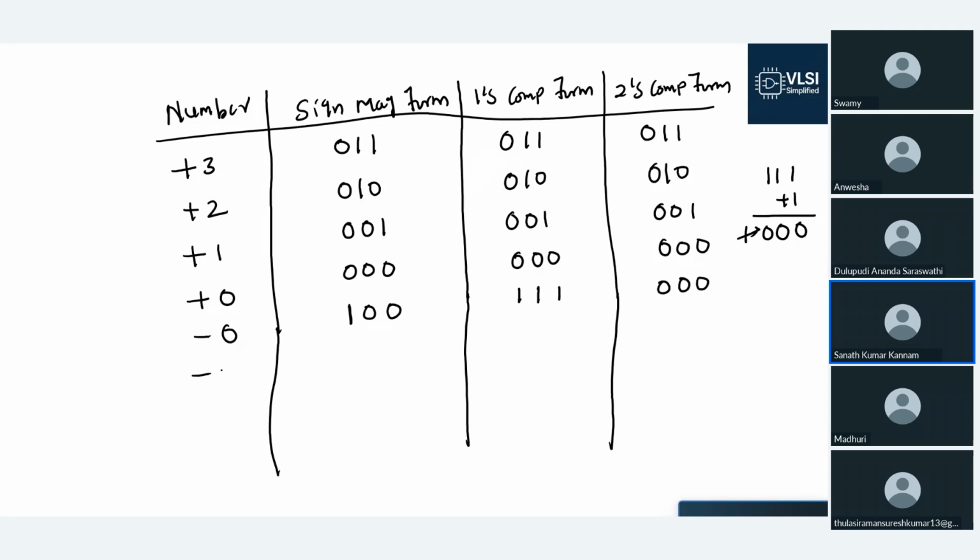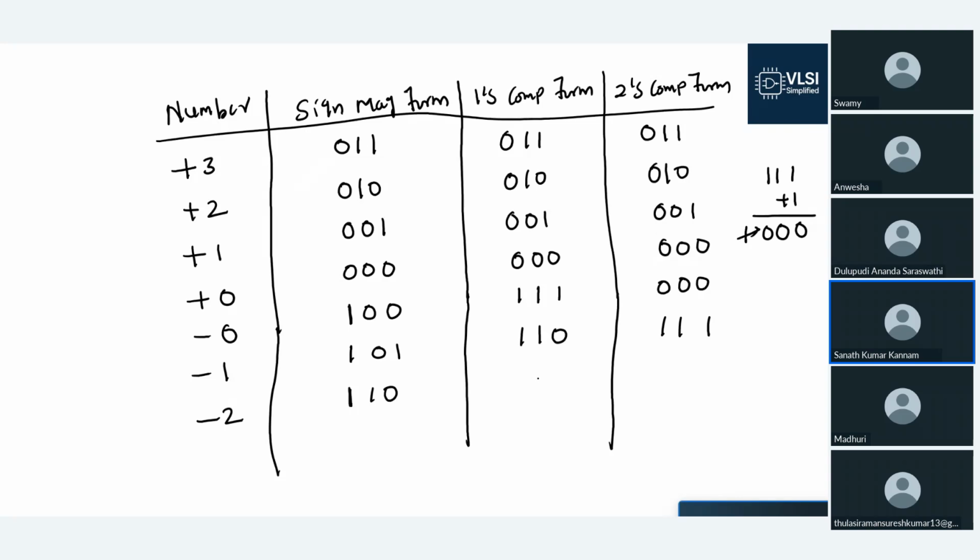And minus 1, what is the representation? In sign magnitude, this is 1, 0, 1. For plus 1 in 1's complement form, you apply 1's complement and you get 1, 1, 0. Adding 1 to this 1's complement, you get 1, 1, 1 for 2's complement. And minus 2 is 1, 1, 0 in sign magnitude. So this is negative, as the MSB decides whether the given number is positive or negative.